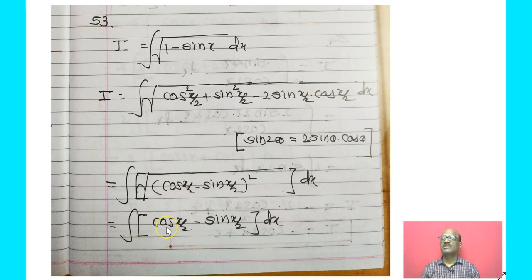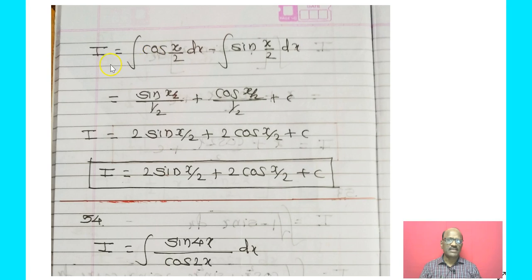The integral of cos of x by 2 is sin of x by 2 upon 1 upon 2. The integral of sin of x by 2 is minus cos of x by 2 upon 1 upon 2, and minus becomes plus. You can find out the integral of this. Therefore, I is equal to the integral of cos of x by 2 dx minus sin of x by 2 dx. The integral of cos is sin of x by 2 upon 1 upon 2 plus cos of x by 2 upon 1 upon 2 plus c. And after the simplification, you are getting I is equal to 2 sin of x by 2 plus 2 cos of x by 2 plus c.